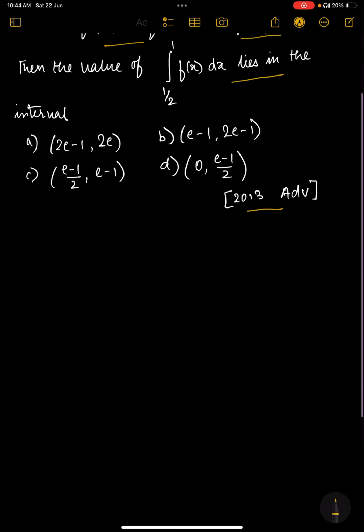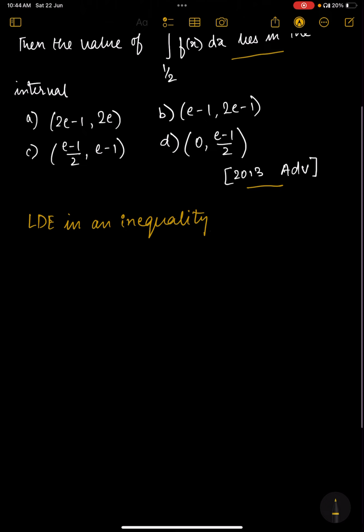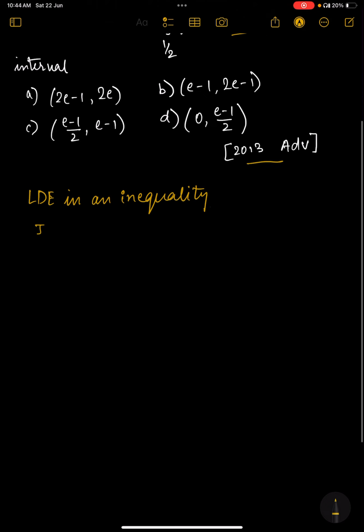Now, the concept in this problem is that whenever you see a linear differential equation in an inequality, the first step is to identify whether the function is increasing or decreasing. And how do we do that? We find the integrating factor, and then multiply the integrating factor to the inequality.